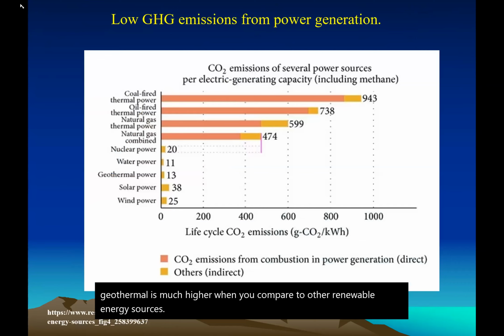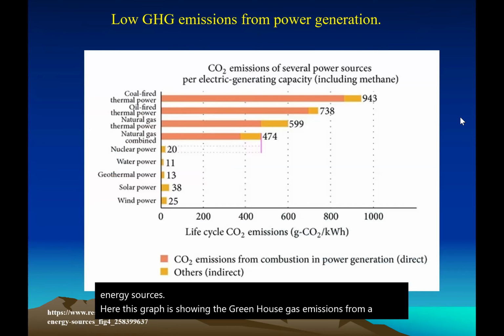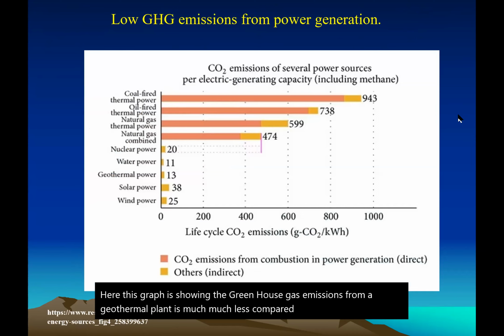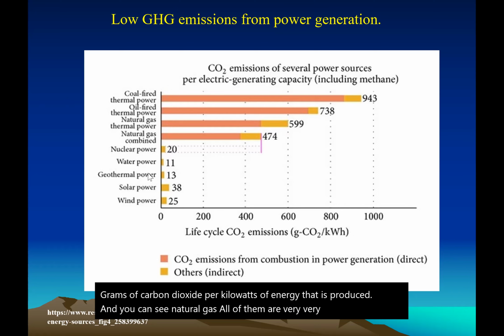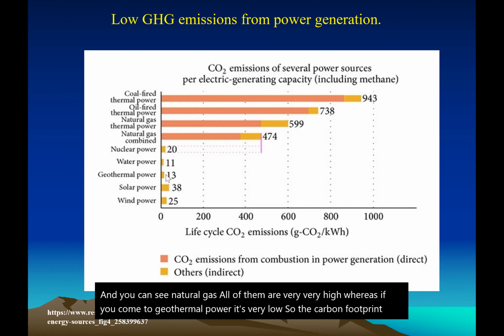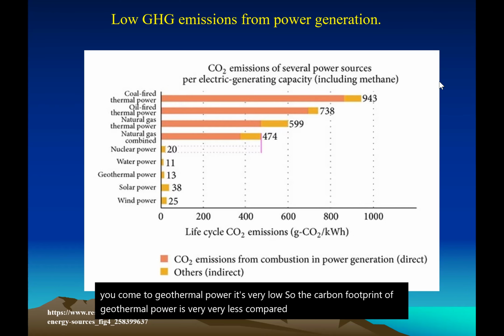Here, this graph is showing the greenhouse gas emissions from a geothermal plant is much, much less compared to any other fossil fuels, like coal. Look at the amount of carbon dioxide emissions from a coal plant. It's 943 here. This is the amount of grams of carbon dioxide per kilowatt hour of energy that is produced. And you can see natural gas, all of them are very, very high, whereas if you come to geothermal power, it's very low. So the carbon footprint of geothermal power is very, very less compared to the other sources.